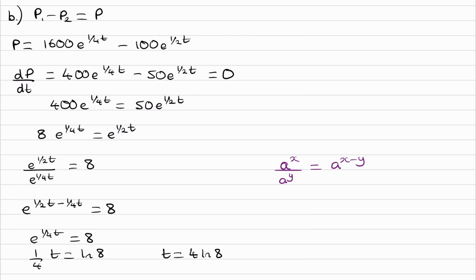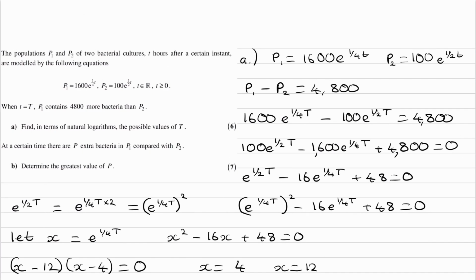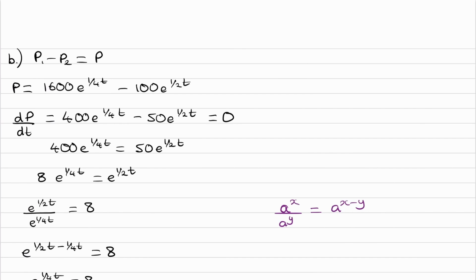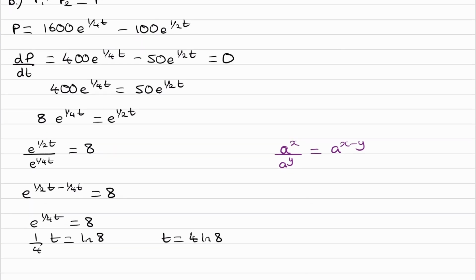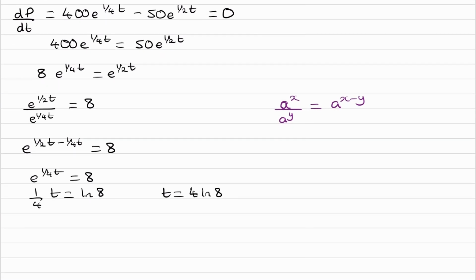Okay, so we're getting somewhere. We're not quite done yet. The question is asking for the greatest value of P. So we've just figured out a value of t, and we can put this into this equation to work out what P is. But before we do that, we should first check to see if this actually corresponds to a maximum or if it is a minimum. So we'd have to double differentiate. So we have dP/dt. We can then work out d squared P over dt squared.